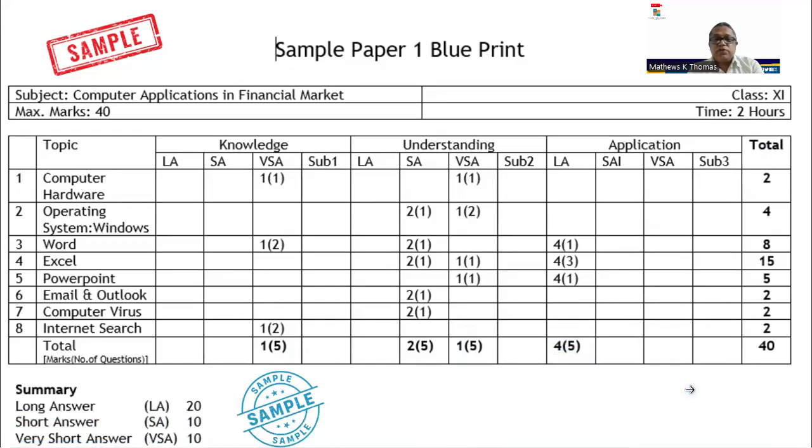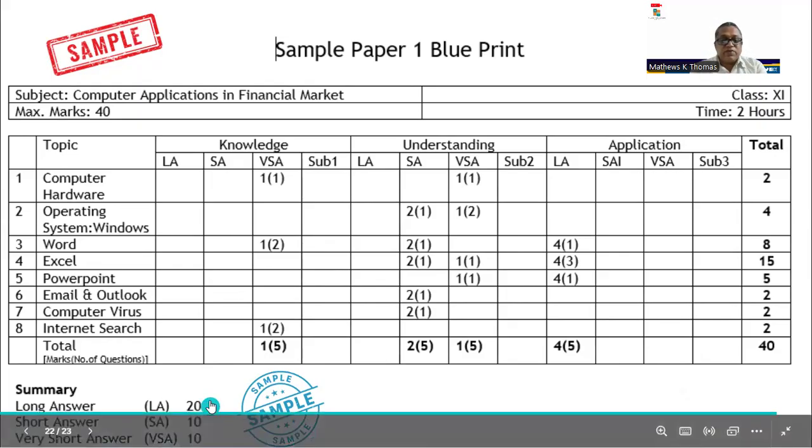So you have chapters, and you base them on knowledge, understanding, application, skill. You can put these parameters. Then you have the type of questions. So you have MCQ, short answer, long answer, very long answers like that. And the summary is given here as per this question paper: long answer 20 marks, short answer 10, very short answer 10. So this is how we make the blueprint.